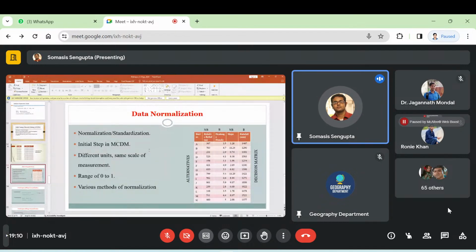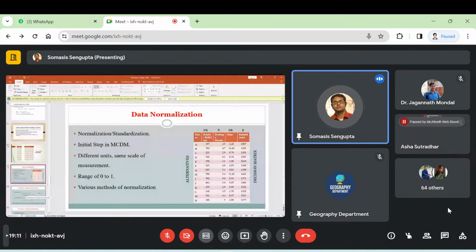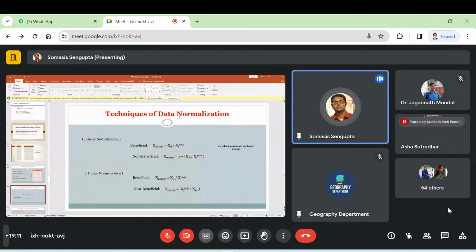So the first job is to normalize the data so as to help in measurement. It ranges from 0 to 1. There are various techniques of data normalization. First is linear normalization. Here we first take the beneficial and non-beneficial parameters. For each beneficial parameter, I divide by the maximum, and for each non-beneficial parameter, this is the formula: 1 minus value by maximum. So these are all various techniques.